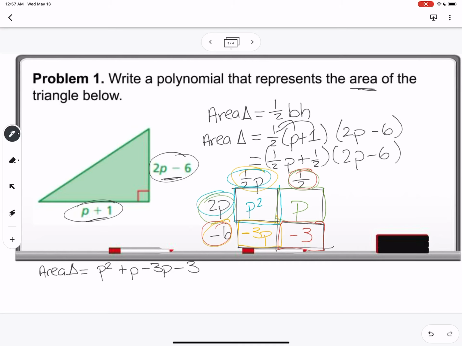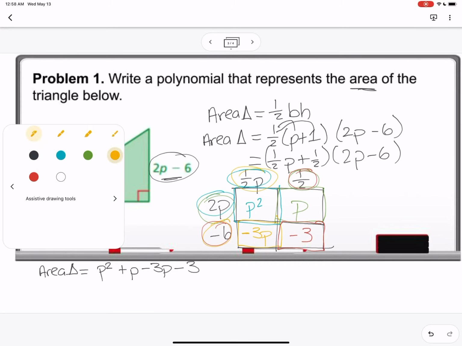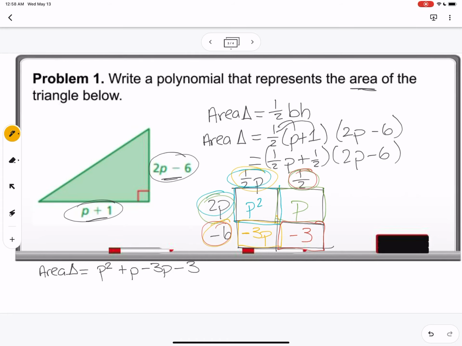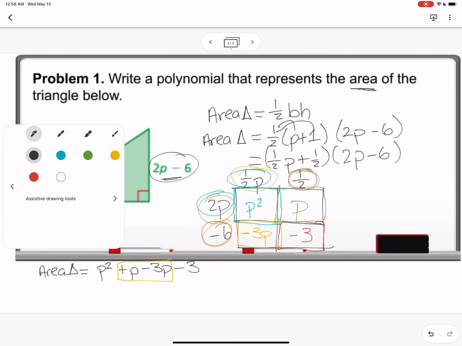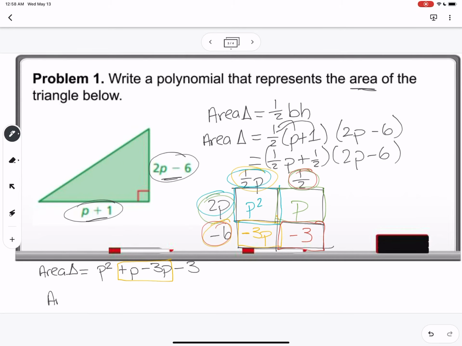And of course, I am not done. I had to simplify it by combining like terms. I see this positive p and -3p are like terms because they're linear terms. And my area of my triangle can be represented by the polynomial p squared minus 2p, because p minus 3p is -2p. And then I bring down my -3.